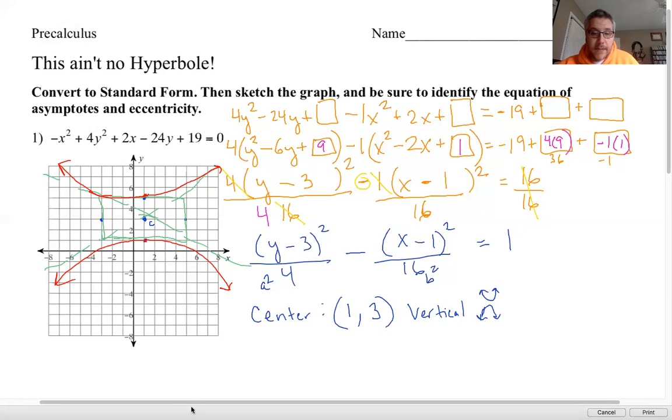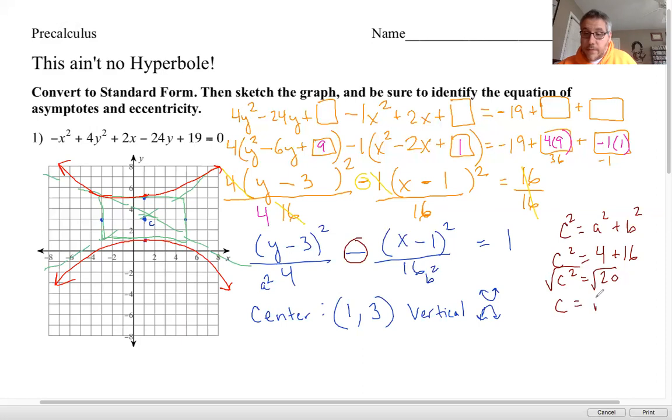The foci are related by the equation c squared equals a squared plus b squared. Mr. Hansen, how do you remember it's plus? I remember that it's the opposite of the sign between the fractions. So since there's a minus between the fractions on the hyperbola, it's a plus for the foci equation. So let's see what we have here. c squared equals a squared plus b squared, which are the denominators, 4 and 16. So that's 4 plus 16. c squared equals 20.